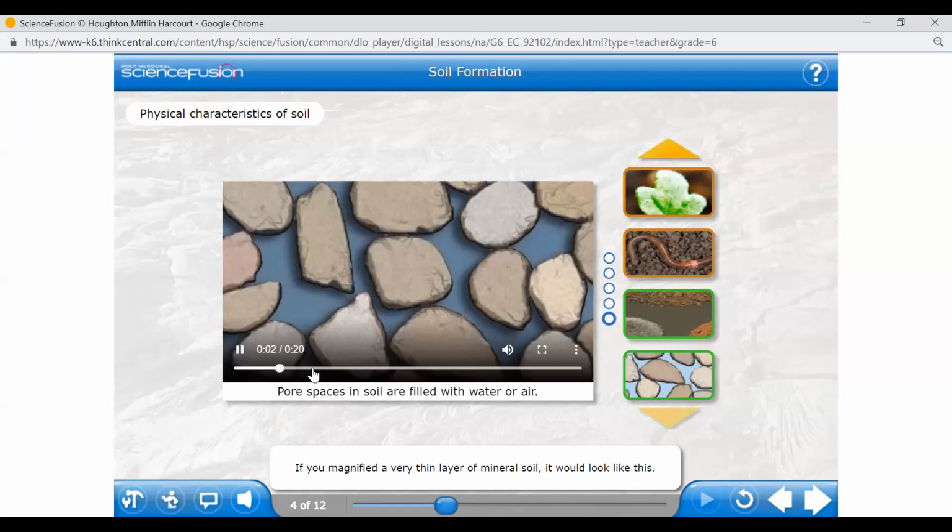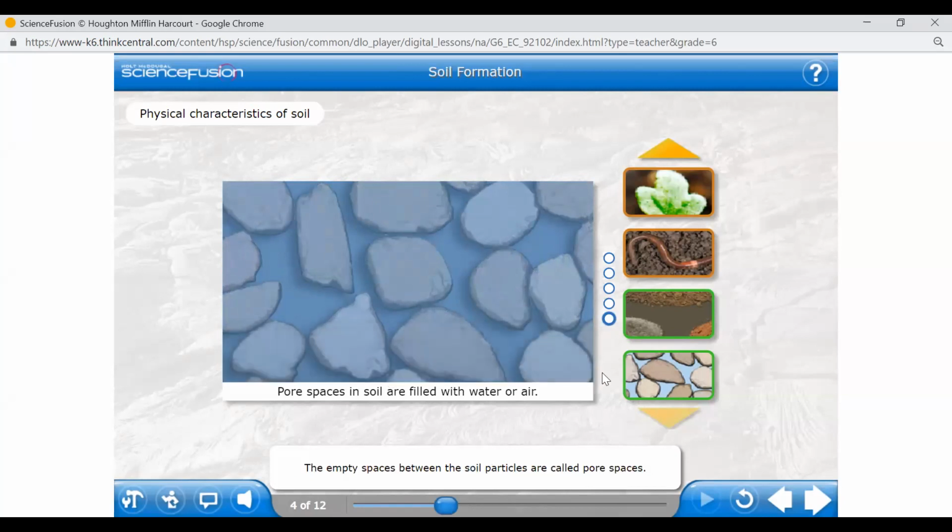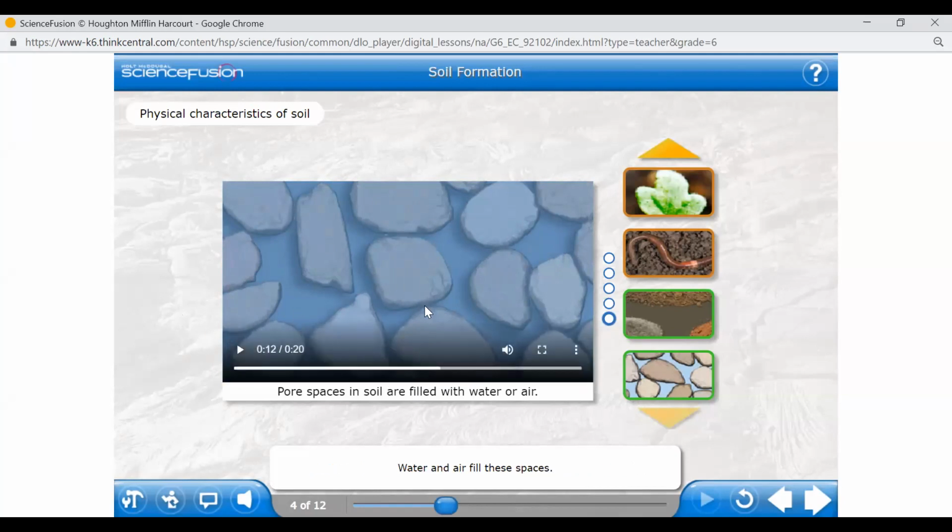If you magnified a very thin layer of mineral soil, it would look like this. The empty spaces between the soil particles are called pore spaces. See guys, you need some space between the rock fragments, because if you don't have space, the air and water will not enter, and finally your plant will die. And if you have a lot of space, the water will never be retained, the water doesn't stay there and it goes away. Even like that, the plant will die. So you need both of it.